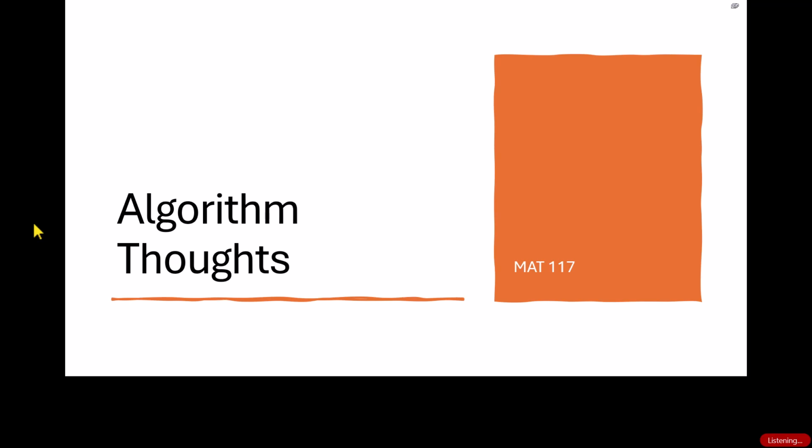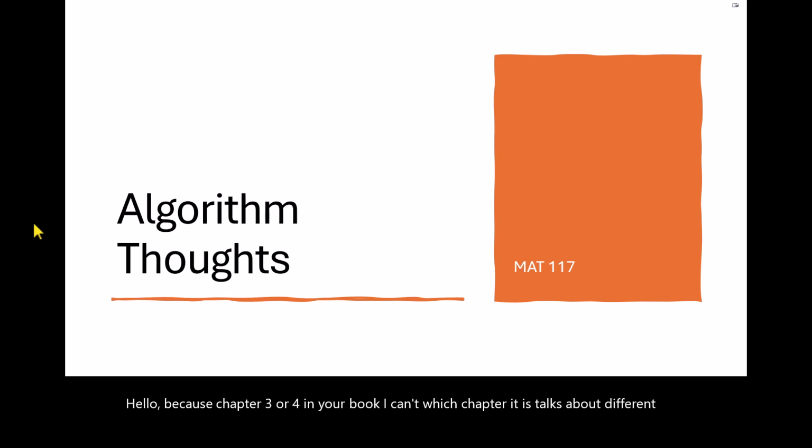Chapter 3 or 4 in your book, I can't remember which chapter it is, talks about different algorithms for the whole numbers. I want to share some thoughts about algorithms that are supplementary to what your book talks about.